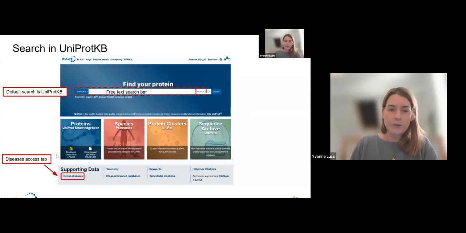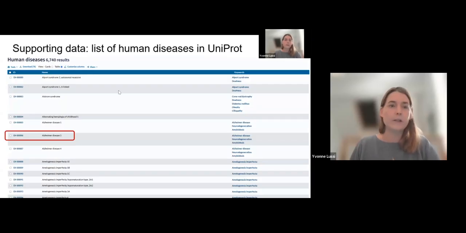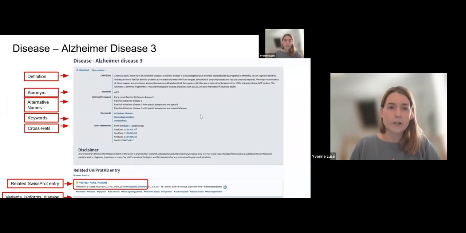Importantly, at the bottom of the entry page, you will find supporting data, and there we have a link to the human diseases that are annotated in UniProt. And when you access this tab, you will get to the human disease list that are described in UniProt. Currently, we have 6,740 human diseases described. And to look up a disease that you're interested in, for example, Alzheimer's disease 3, you can click on the disease identifier. This will bring you to the disease page.